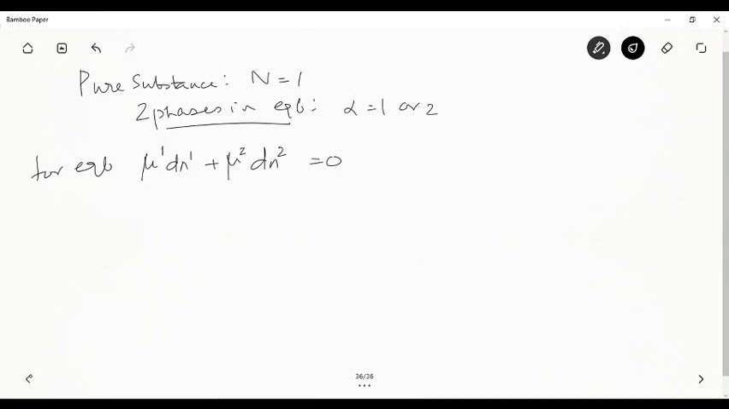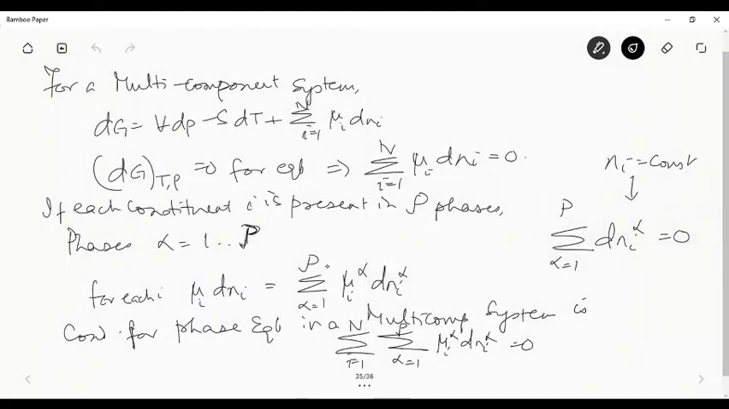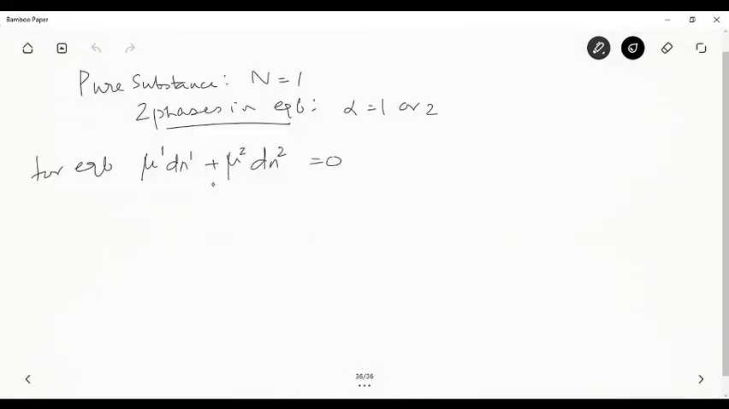Where did this come from? This came from this equation that we wrote here, that for each i, mu i dni is equal to the summation of these things. So now when there is only a single species, this mu dn is actually 0, and therefore this is equal to 0, which is the summation of this, which will be mu 1 dn1 plus mu 2 dn2. That is the expression that we have written here. So for a simple substance, this is this.